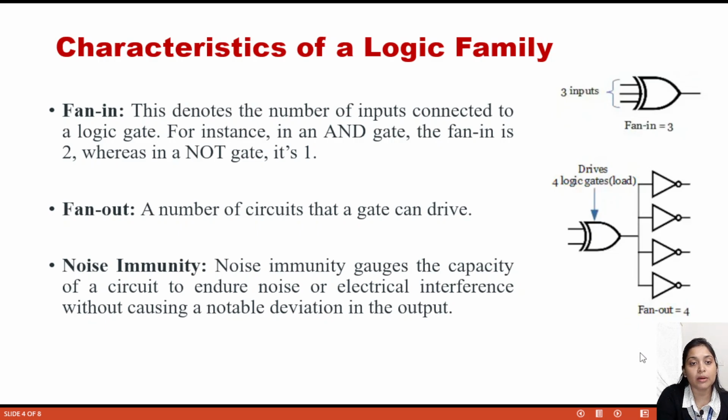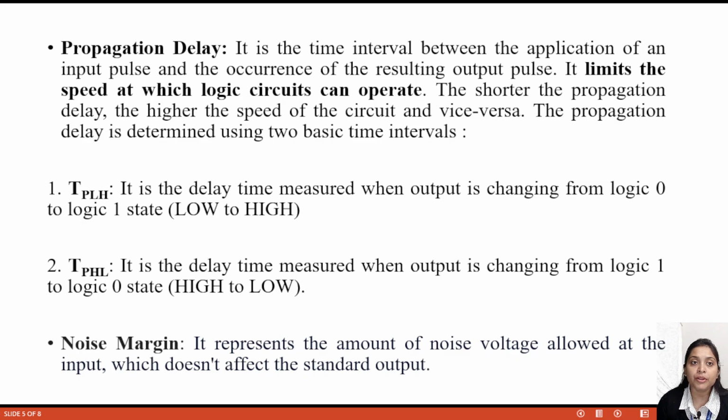Now coming to noise immunity, what noise immunity actually means is how much noise the circuit can resist. Noise immunity gauges the capacity of a circuit to endure noise or electrical interference without causing a notable deviation in the output.